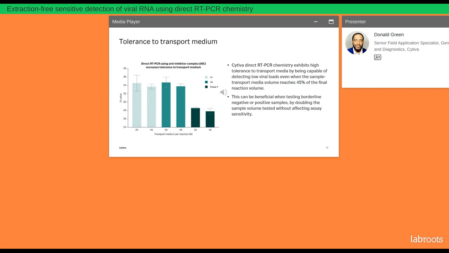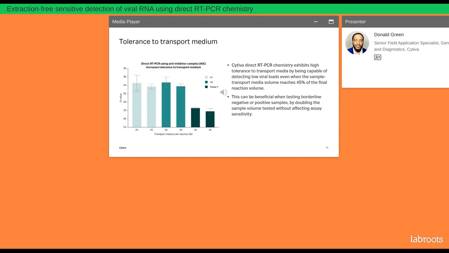The next discussion we're going to have that I mentioned earlier is the tolerance to transport medium. In this particular case, we are using nasopharyngeal samples from COVID-19 negative donors, and we spiked them with heat inactivated COVID-19 viral particles. So if you take a look here, and this was very surprising for us, right? This wasn't something we started out with the expectation that it was going to happen. But if you take a look, the Sativa Direct RT qPCR chemistry exhibits very high tolerance to transport media compared to some of the others on the market.